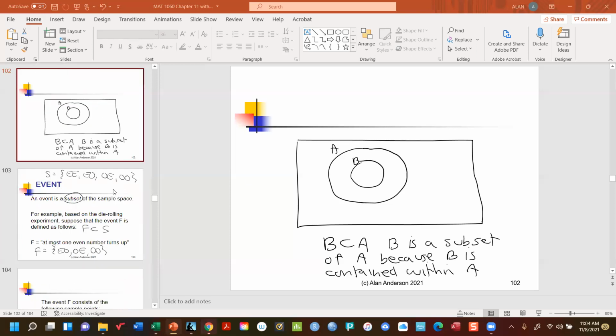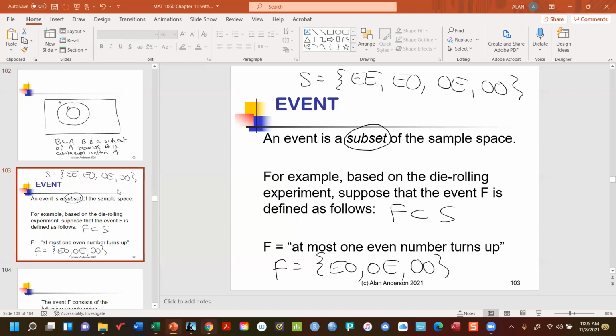Now, we're going to define a new key term here called an event. And it's the events that we're really interested in because we're going to calculate probabilities for these events. An event is a subset of the entire sample space. You can see why all this background was necessary so we can understand what this actually means.